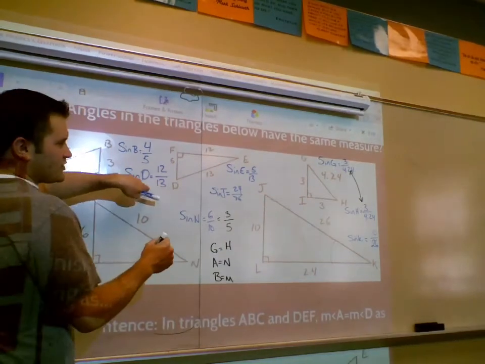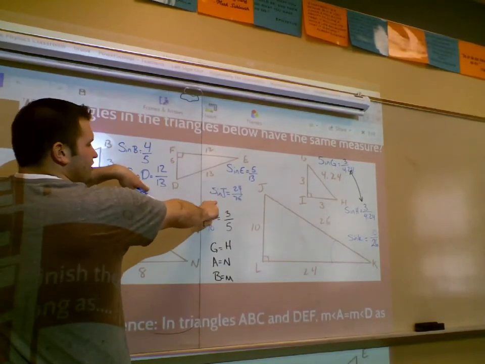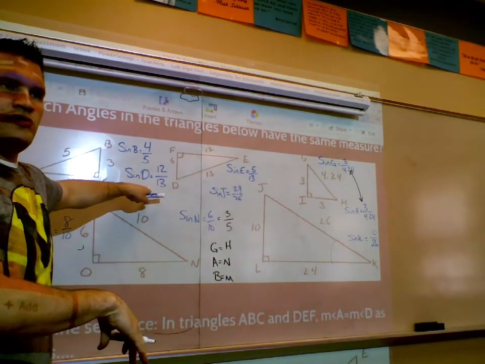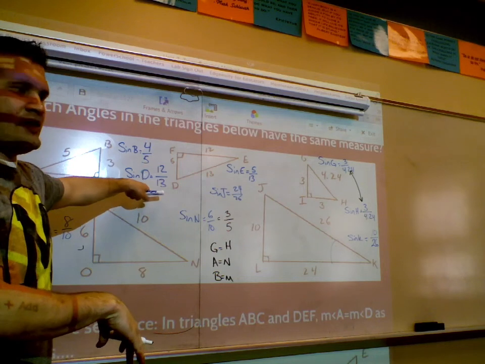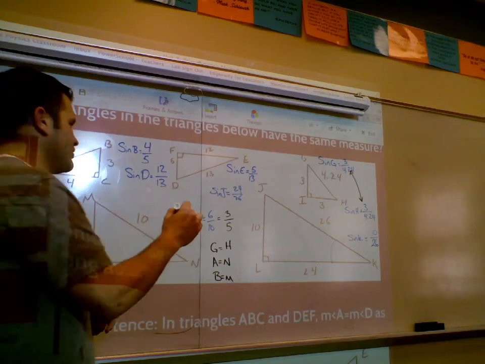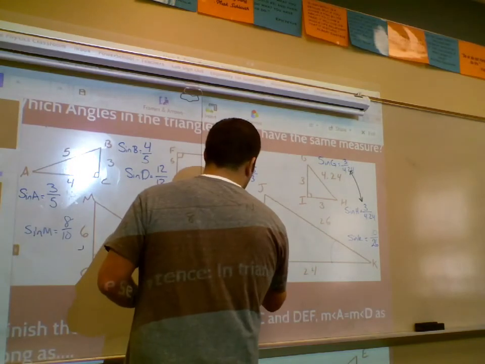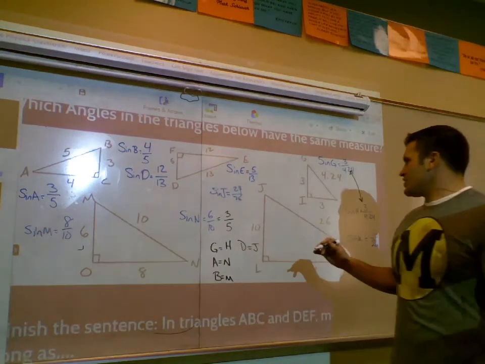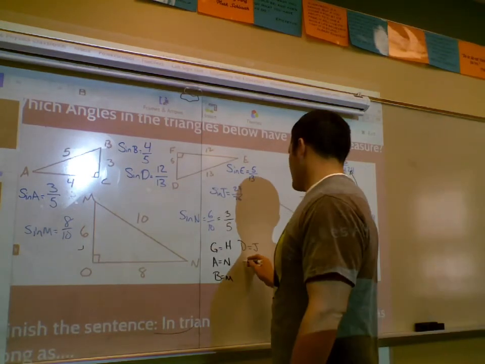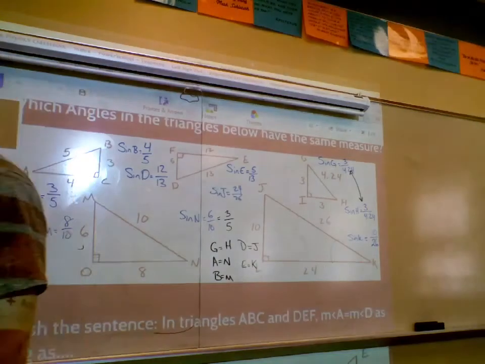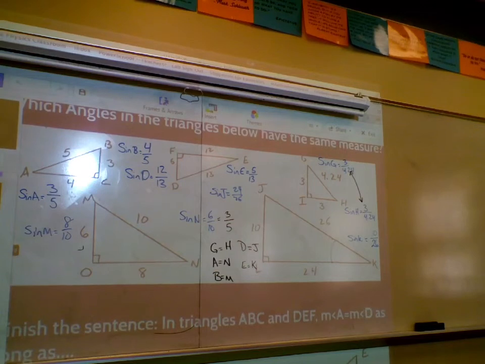Because sine of D was 12 over 13, and sine of J is 24 over 26. 24 over 26 reduces to 12 over 13, right? If you don't believe me, do 12 divided by 13 and 24 divided by 26. You'll get the same decimal. So D equals J. Are there any other ones? D and K, or E and K. I think I said P, but there is no P. We didn't go that far. All right. Any other ones?